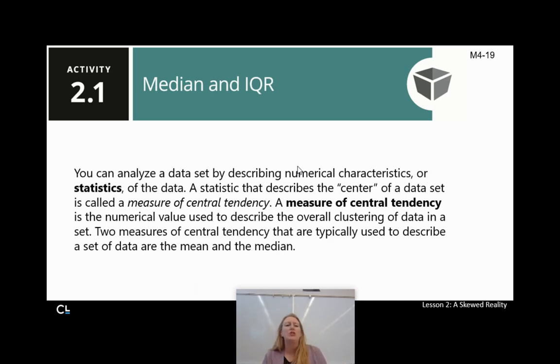So when we're looking for a measure of central tendency, or the center of our data, we're looking for where our data is clustered around. Two measures of central tendency that are typically used to describe a set of data, to describe where our stuff is clustering, are the mean and the median. We've talked about these words before in class. You've messed with these a little bit in middle school, but we're going to really dig into the mean and the median today.